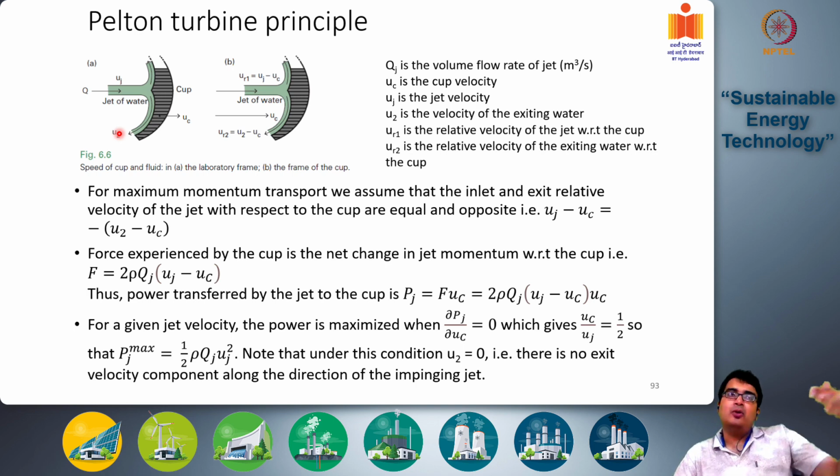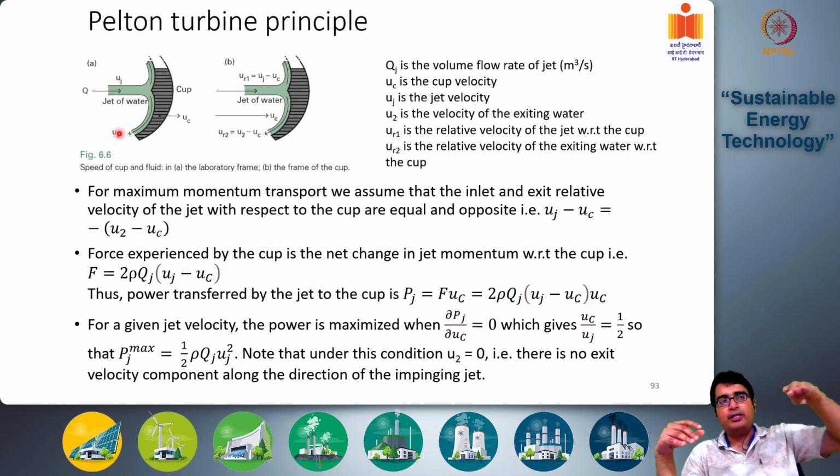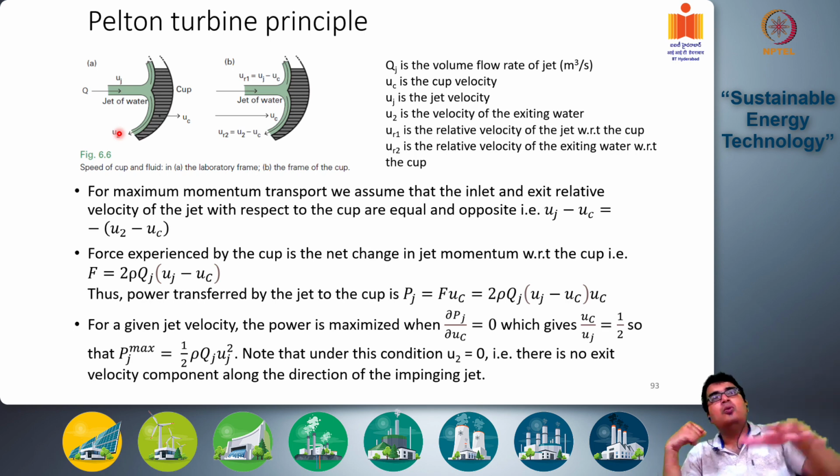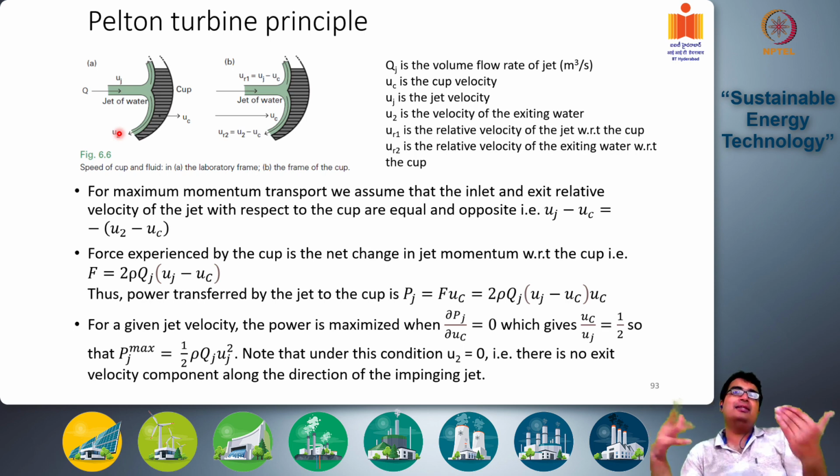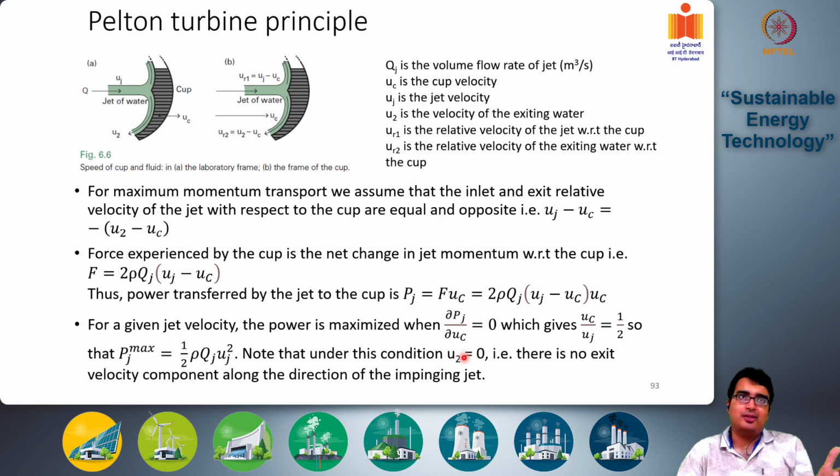What this means is there is no exit velocity component along the direction of the impinging jet. Basically, the water goes like this and flows in the y direction because it's incoming in the x direction. So the component of Uj along the x direction is Uj completely. The U2 will have no component of velocity in the x direction at all. Of course, water will flow out, but that water will have no velocity component along the direction of the impinging jet. That's what U2 equal to 0 means.